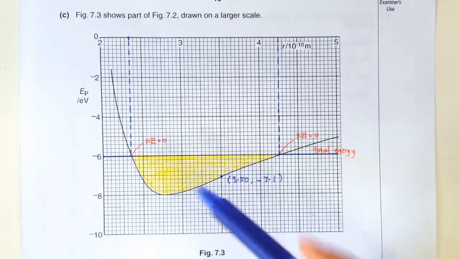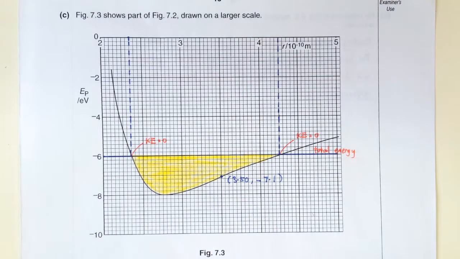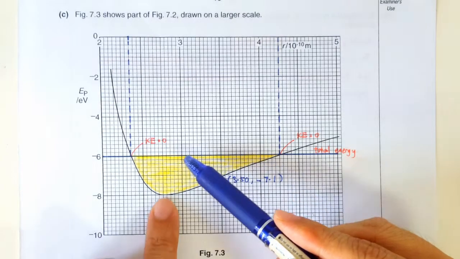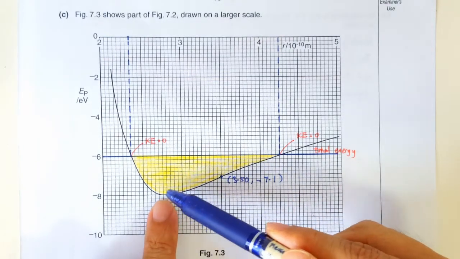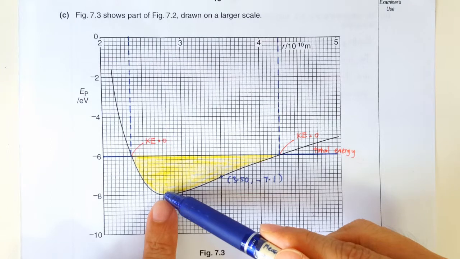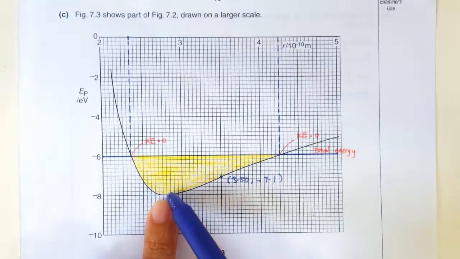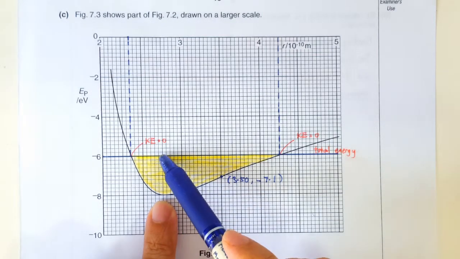So what kind of oscillation do we have when we have the ions with total energy of -6 electron volts? Let's consider the equilibrium position. If my total energy is -6 and I have an EPE of -8 at this position, it must mean that my KE is 2 electron volts at this position. Alright?